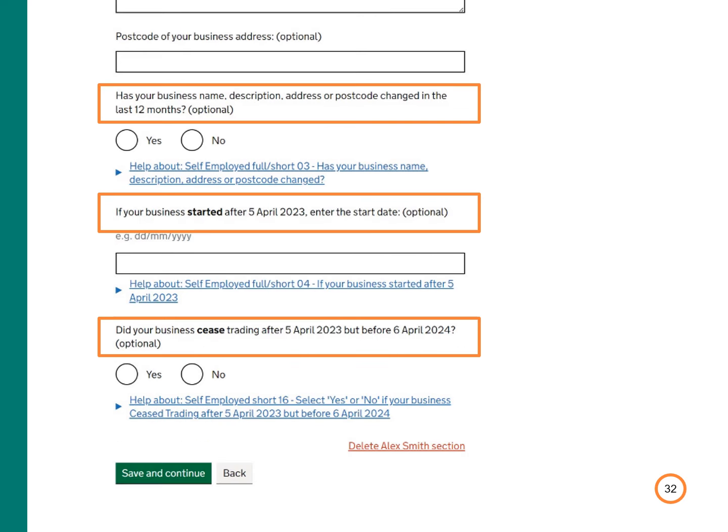The remaining questions are all optional. However, to keep your records up to date, it's important to tell us if any apply to your business, especially if you stopped trading before the 6th of April 2024. If you answer yes to this question, we'll ask you to give the date you ceased.